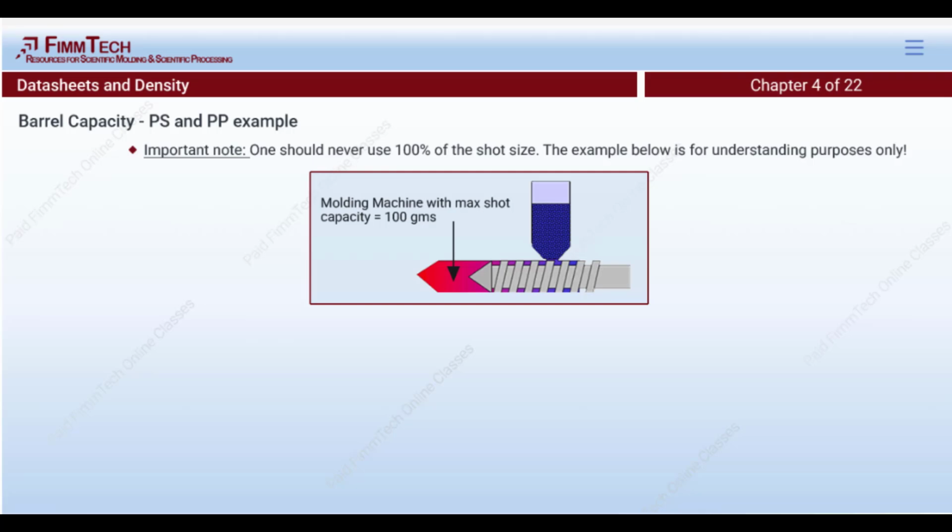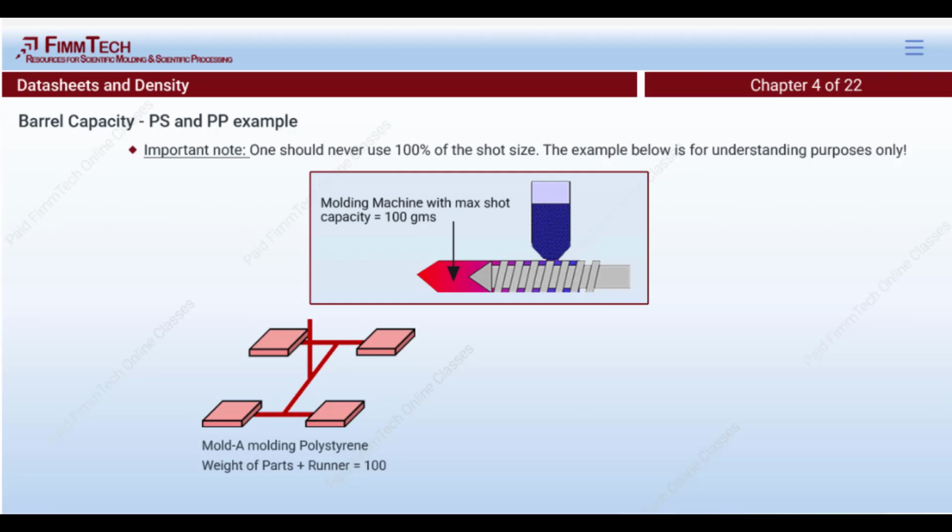So consider that we have a molding machine with a maximum shot capacity of 100 grams. That means 100 grams of polystyrene is what this barrel can hold at its maximum limit. Now, if you have a mold, let's say mold A, and you're molding these parts out of polystyrene, and if the weight of the parts plus the runner is 100 grams, then in theory, you can run this mold in this machine, because the parts are molded out of polystyrene and this barrel capacity is in polystyrene.